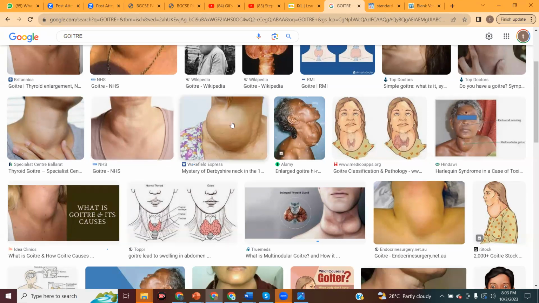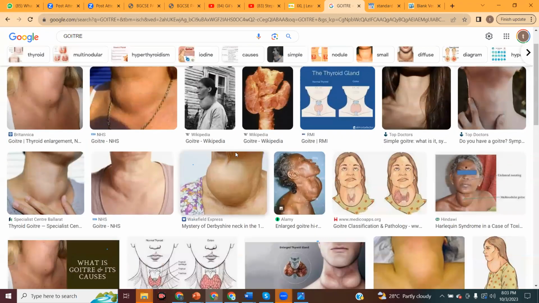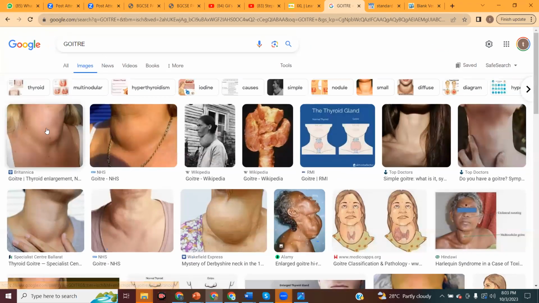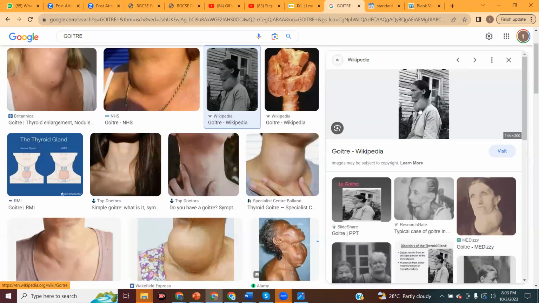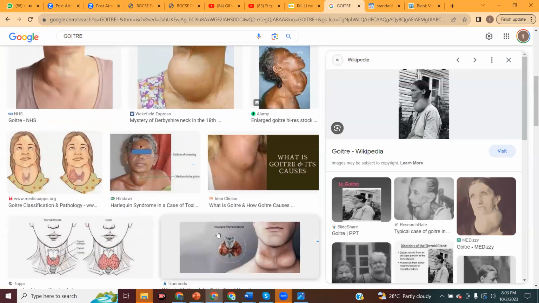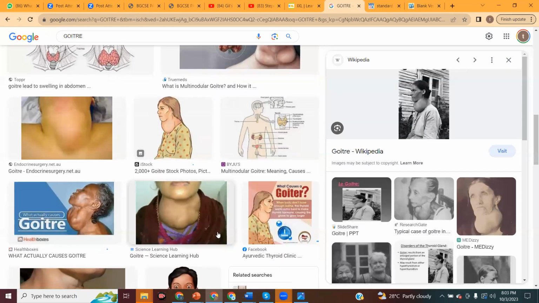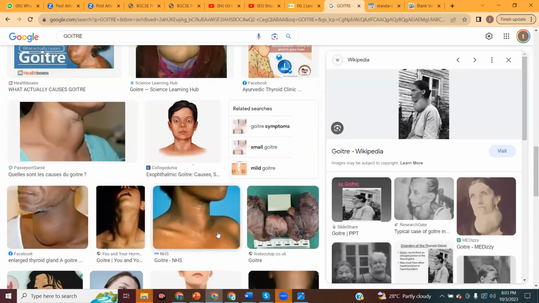So this is the thyroid gland. The thyroid gland is shaped like a butterfly, by the way. The thyroid gland is right here. When you have goiter, it means that your thyroid gland is inflamed. Like this person right here, their thyroid gland is inflamed. Oh well, you need to make sure you get the proper nutrition.